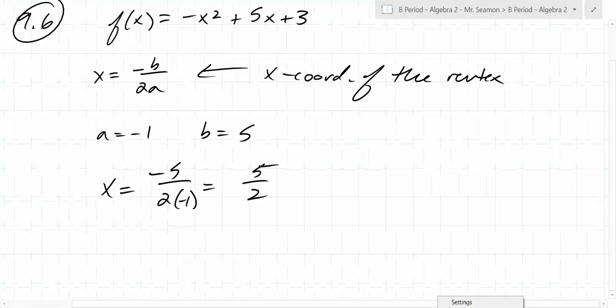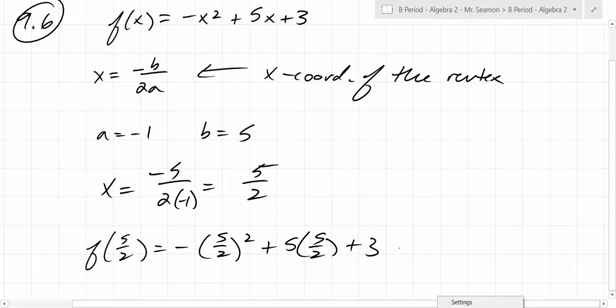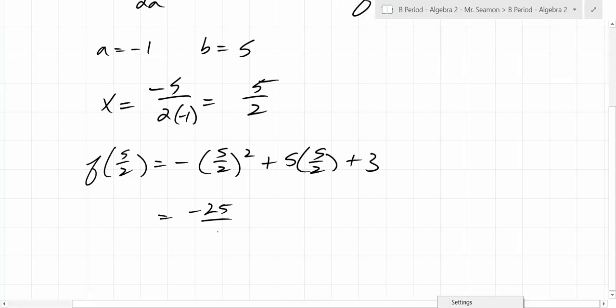How do you find the y-coordinate? Plug it in. So you need to do f of 5 over 2. It's going to be negative 5 over 2 squared plus 5 times 5 over 2 plus 3. So yeah, it's fractions. It's not going to be impossible. So what do you end up with? Negative 25 over 4 plus 25 over 2 plus 3.